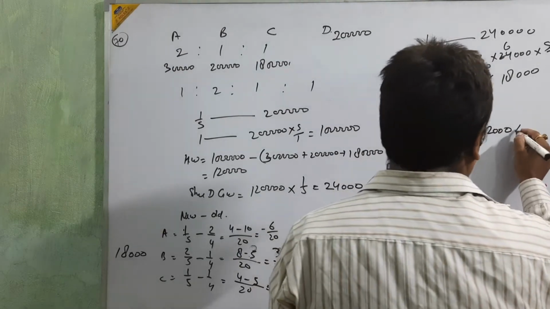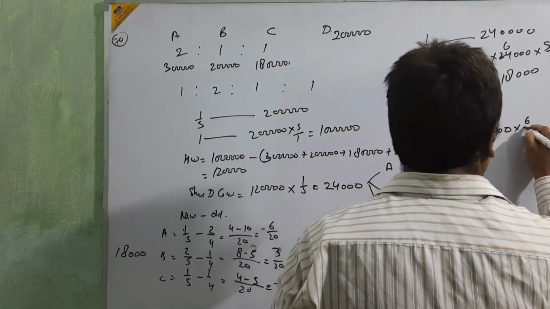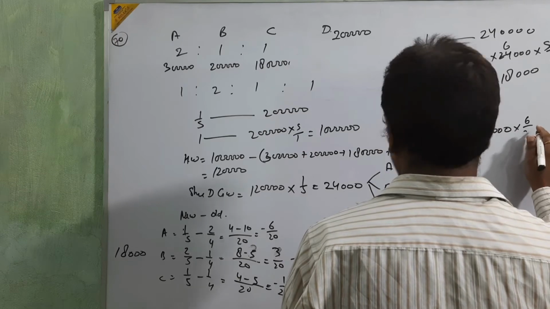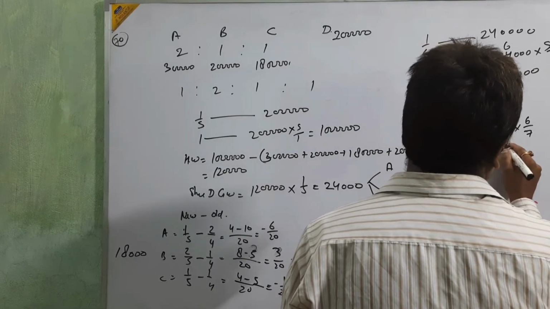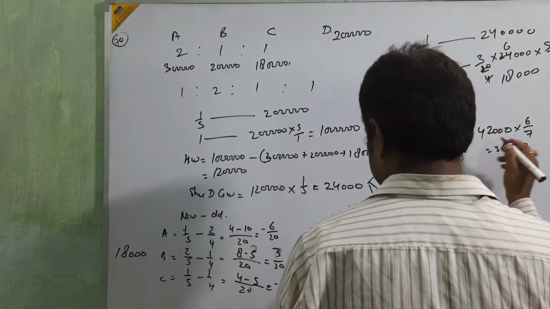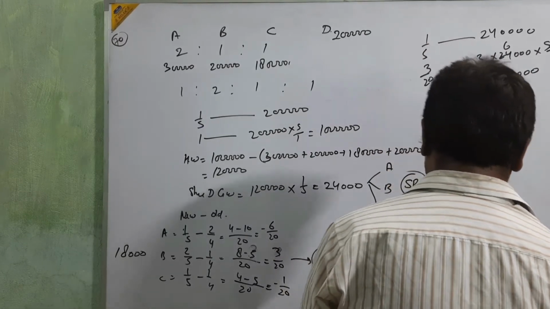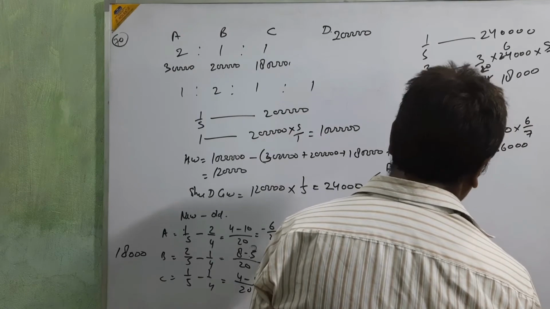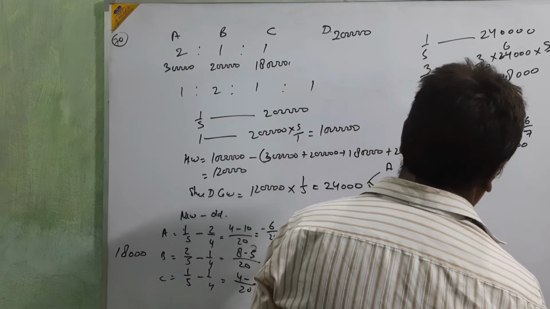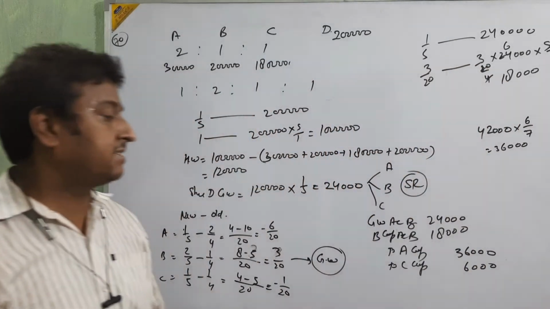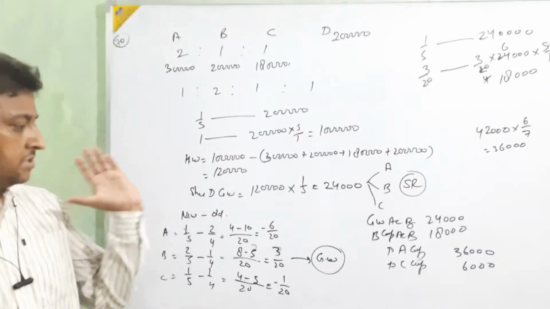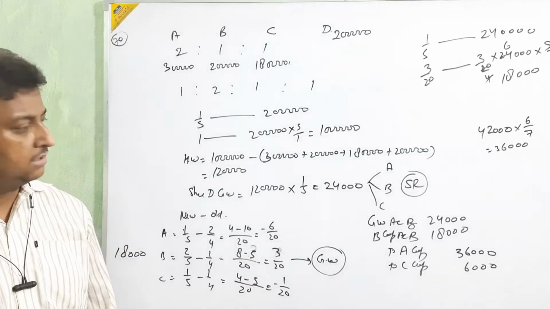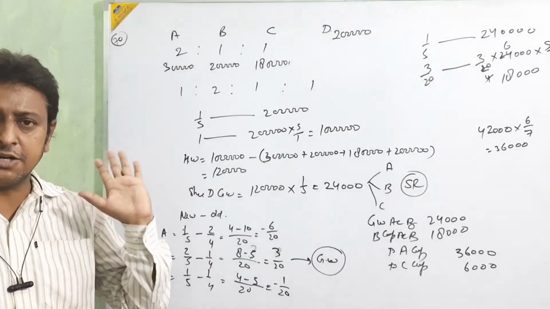The total amount is 42,000. 42,000 into 6/7 is 36,000, and 6:1 gives 6,000. It means 36,000 and 6,000. By making this entry according to this ratio, we are finishing this question. On this basis, the question is finished, okay?